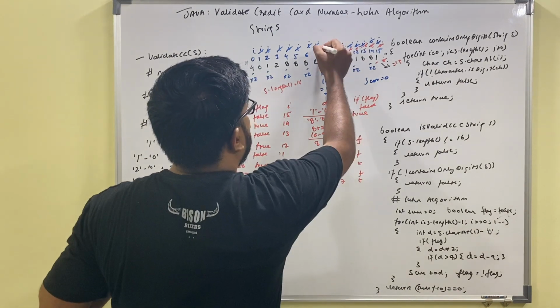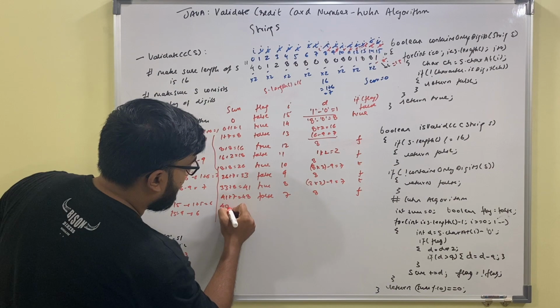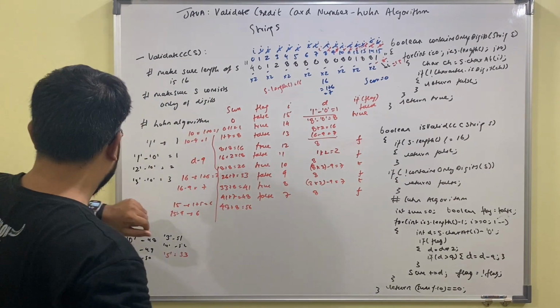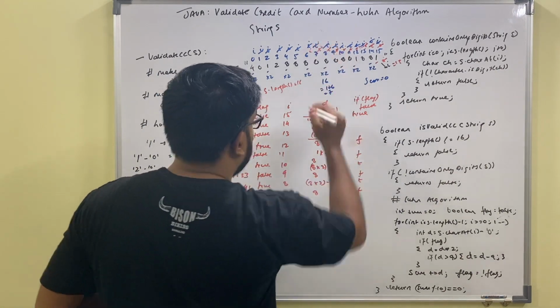Okay, next value of I is 7. I is 7. Okay, it is 8 again. Okay, this is false. You add 8 as it is. 48 plus 8 is 56. Okay, this becomes true. Next value of I is 6. I comes here. It is 8 again.